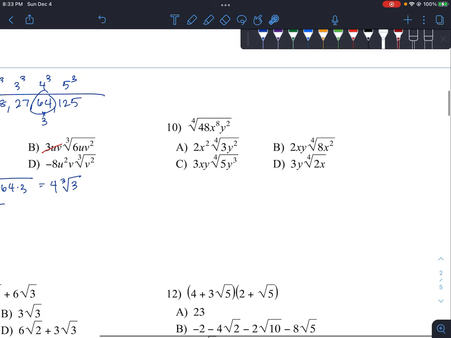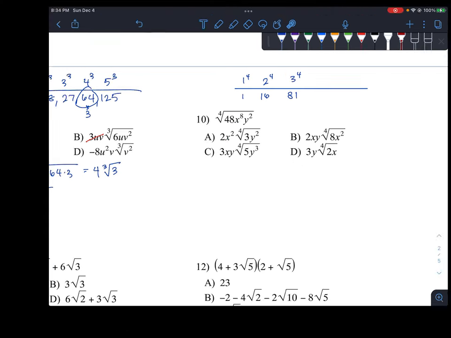Alright, so for 10, it's a very similar process except we're using fourth roots. So let me go ahead and generate a list. So 1 to the 4th is, of course, 1. 2 to the 4th is 16. 3 to the 4th, I believe, is 81. Let me just double check that. Yep, it's 81. And this has already gone way too far. That's way too far to go into 48 because that's what I'm looking for.